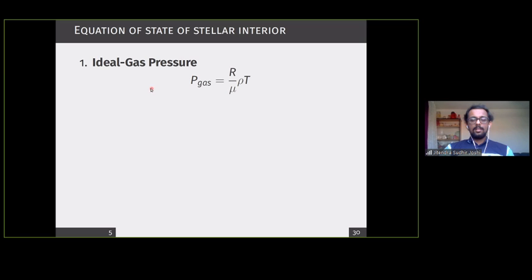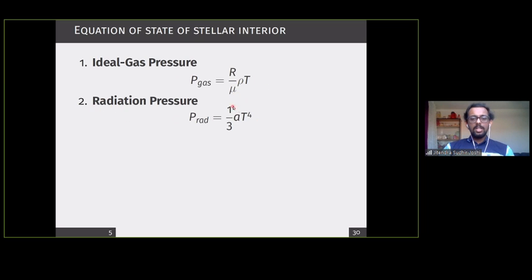Now what kind of pressures do we know? We know the pressure is created by an ideal gas. This is the normal ideal gas equation we know, where mu is the mean molecular weight, which is nothing but the average mass of one particle inside the star or inside the region that we are concerned with. So this is the ideal gas pressure, which everyone is pretty familiar with. You have been doing this since 11th, 12th, I guess.